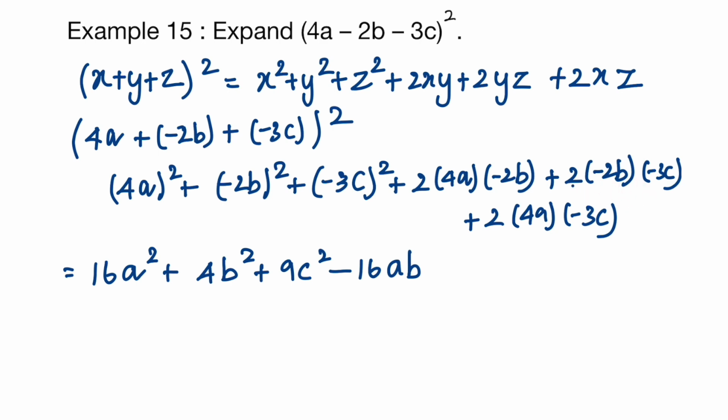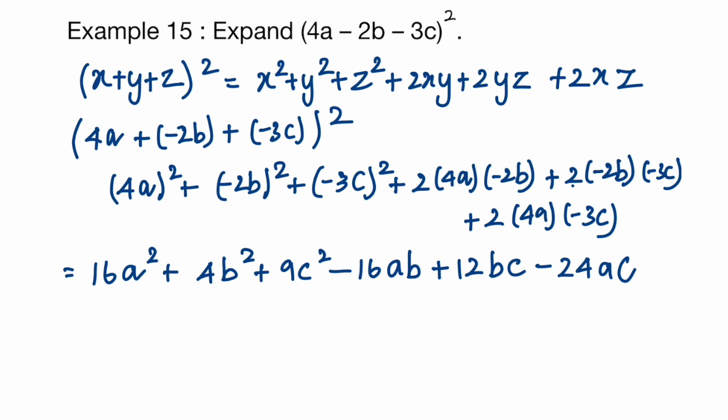So it's 2 into 2 into 3. 2 into 2 is 4, 4 times 3 is 12. So it's going to be plus 12bc. And the last term is 2 into 4a into minus 3c. Since we have only one negative sign here, it's going to be a negative term. 2 into 4 is 8, 8 times 3 is 24, so it's minus 24ac, and that is the answer to this question.